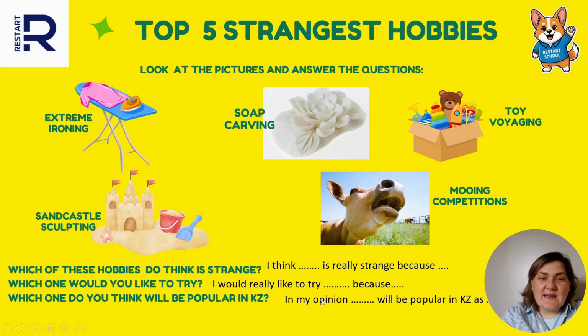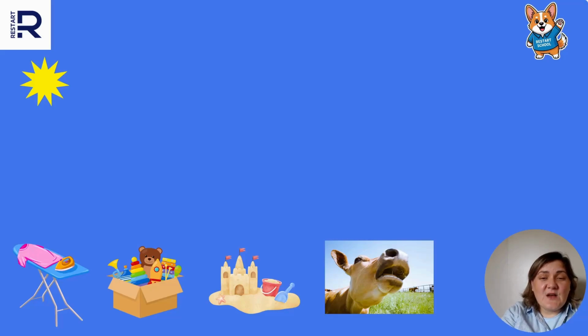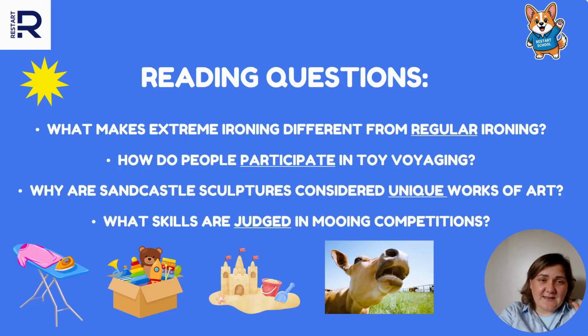The next one is the text connected with these hobbies. So we are going to read the text connected with these hobbies. But before we read the text, let's look at the questions that you are going to answer after reading the text. So, what makes extreme ironing different from regular ironing? How do people participate in toy voyaging? Please remember that participate has the synonym of take part in.